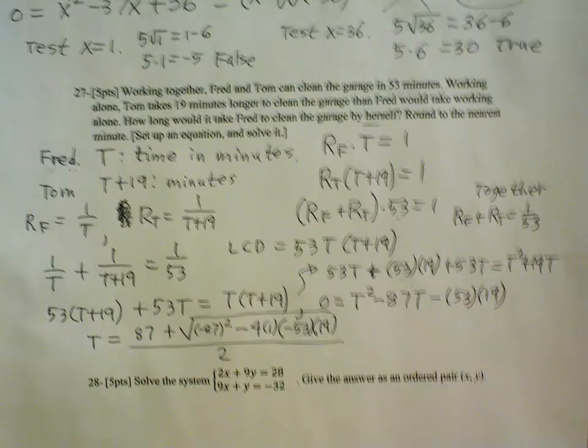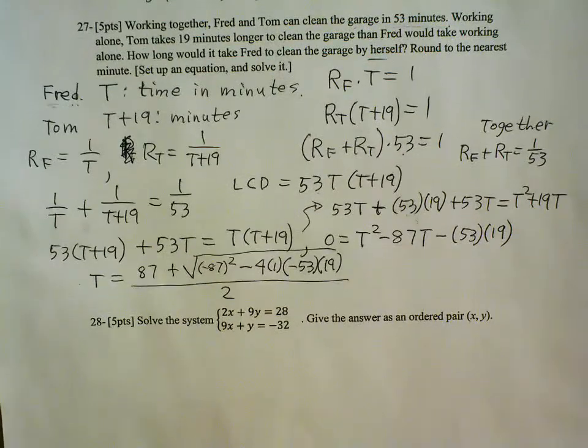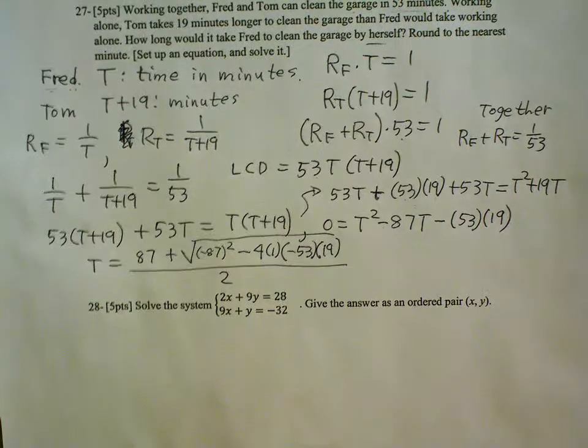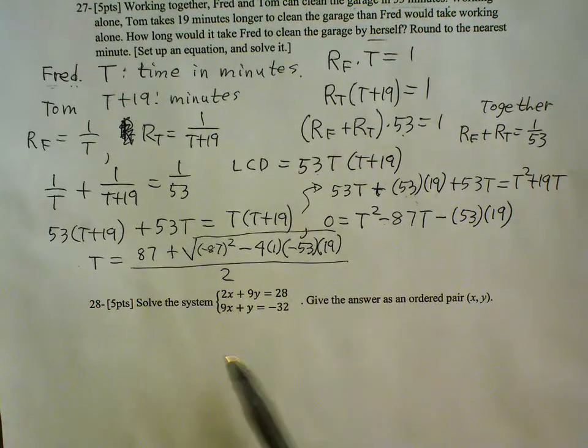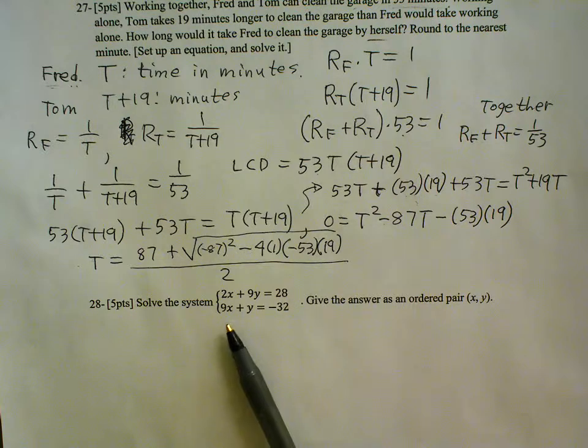All right, let's look at the next problem. Solve the system of two linear equations. So here we have one equation is 2x plus 9y equals 28. And the other one is 9x plus y equals negative 32.